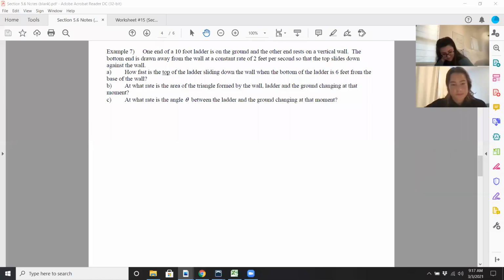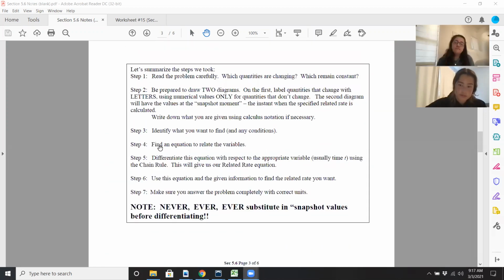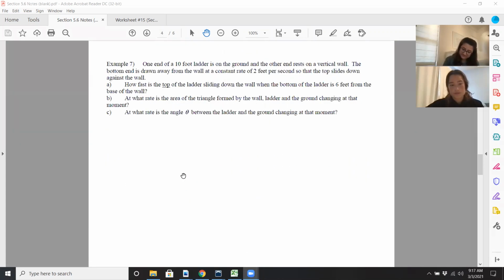Good. So we're recording. We're doing a recording on section 5.6 notes, example 7. And here we have a ladder problem. You've got a ladder that's on the ground and rests on a vertical wall. So we should draw a picture. And remember, it says read the problem carefully, draw diagrams, and also you've got to know what's changing, what remains constant. So we're going to talk about those steps right now.